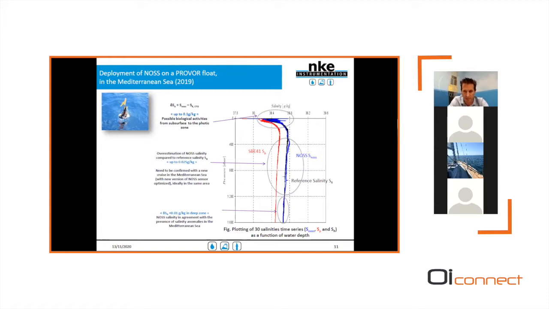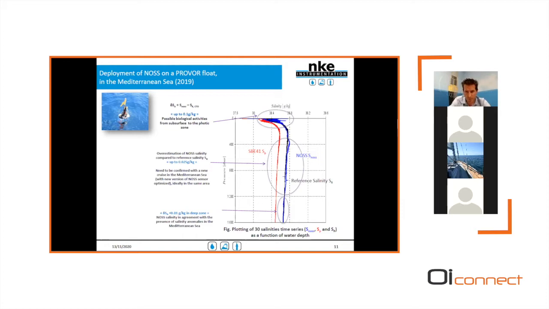So what can we conclude on this result? From the subsurface to the photic zone, we measure a difference of NOSE minus SR up to 0.1 gram per kilogram in this layer, and we identified this difference as due to possible biological activities.